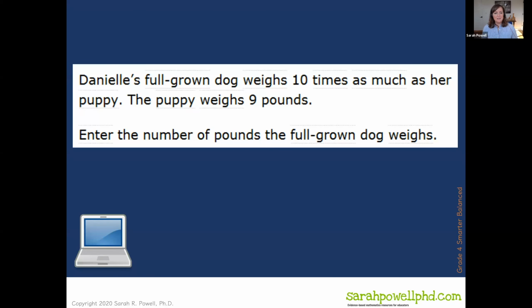And then here, Danielle's full-grown dog weighs 10 times as much as her puppy. The puppy weighs 9 pounds. What's the number of pounds that the full-grown dog weighs? So what type of story would we consider that?